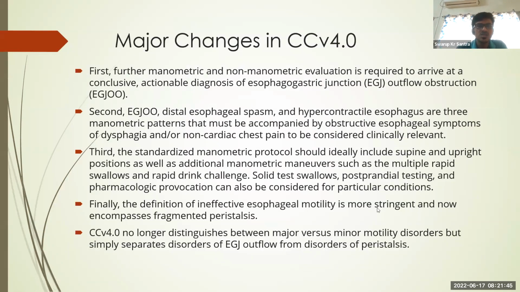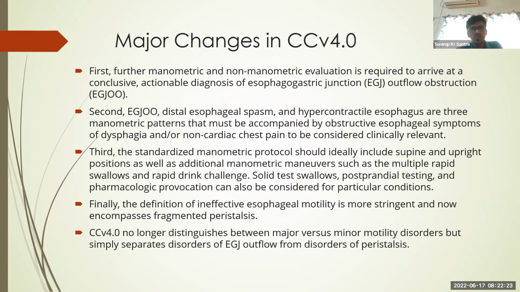So I'll state the major changes and conclude. The first is that manometric and non-manometric evaluation is required to arrive at a conclusive actionable diagnosis of EGJ outflow obstruction. Diffuse esophageal spasm, EGJOO, and hypercontractile esophagus are manometric patterns that must be accompanied by obstructive esophageal symptoms of dysphagia and or non-cardiac chest pain to be considered clinically relevant. The third, the standardized manometric protocol should ideally include supine and upright positions as well as additional manometric maneuvers such as multiple rapid swallows and rapid drink challenge, solid test swallows, postprandial testing, and pharmacological provocation.